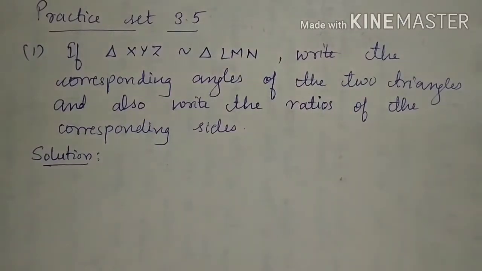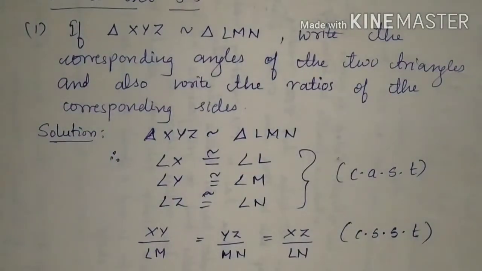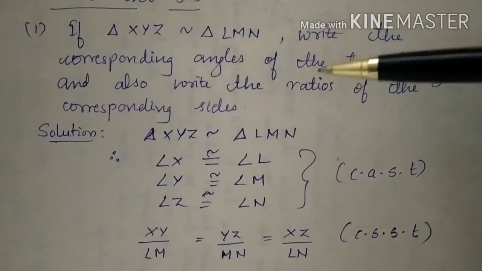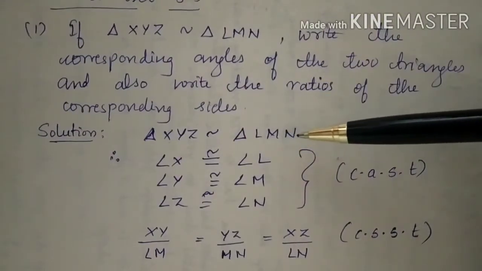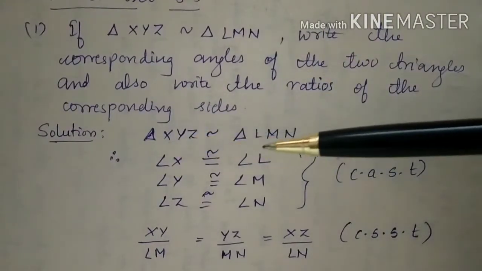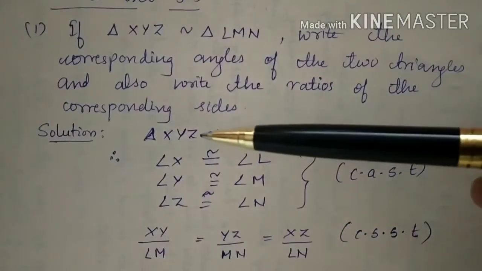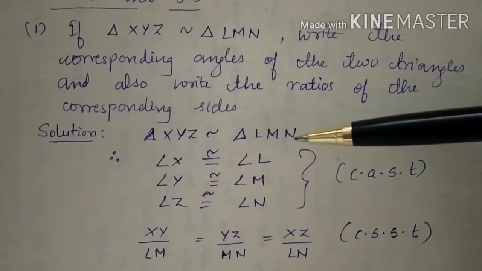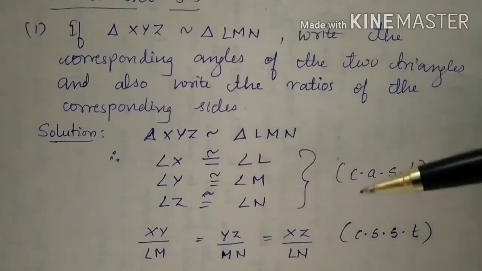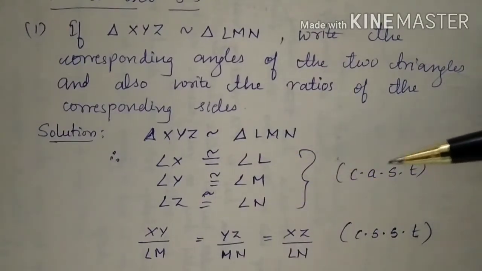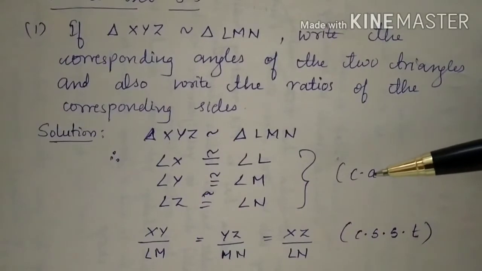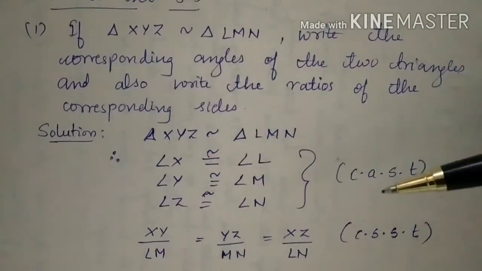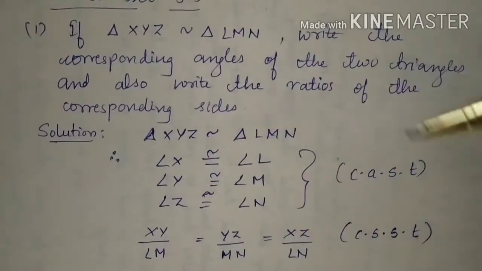So let me write that. As I said, angles become congruent. First I write down: these two triangles are similar. Therefore angle X is congruent to angle L, angle Y is congruent to angle M, and angle Z is congruent to angle N. The reason will be CAST, corresponding angles of similar triangles.